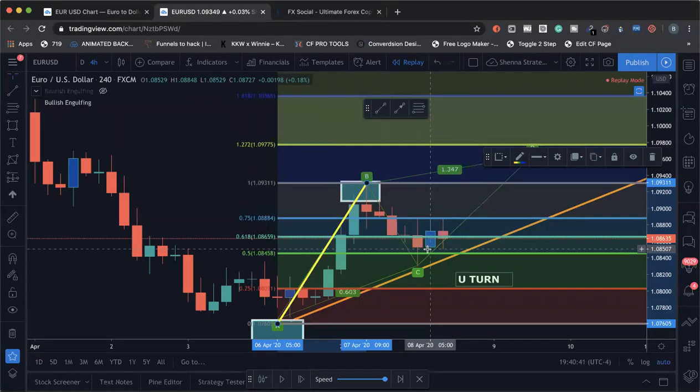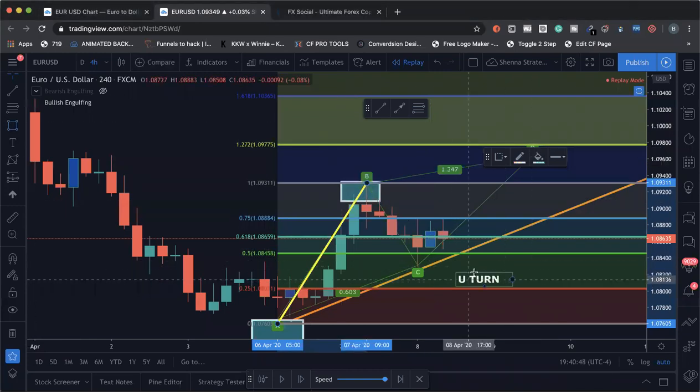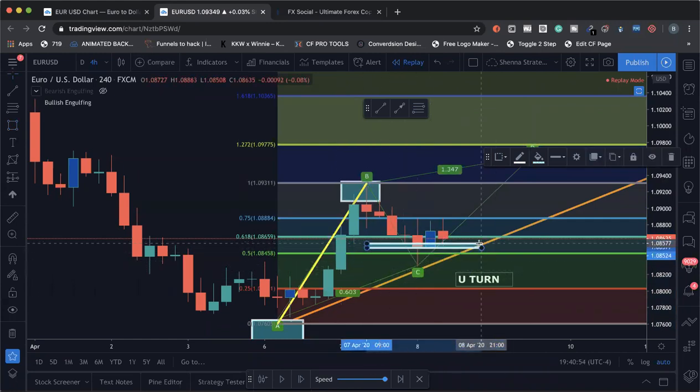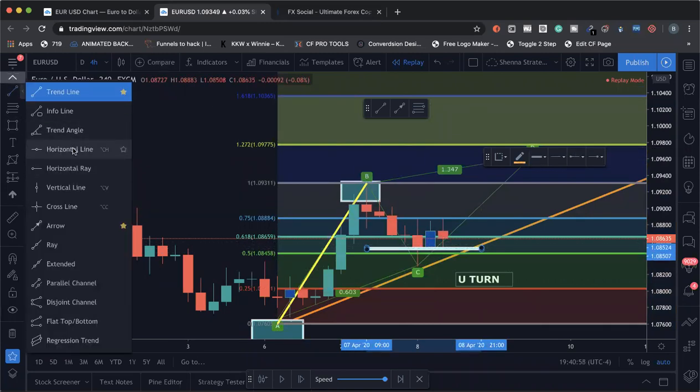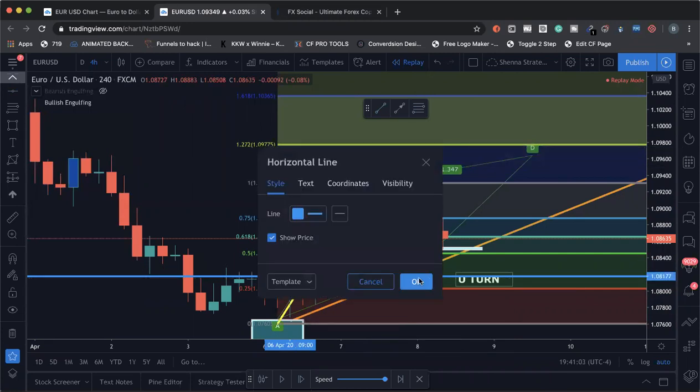Let's see what happens. So we got confirmations. We take our trade right here. This is where we take our trade. We enter our trade. We can put our stop loss about right here somewhere. We'll put it right below this wick of this candle. So I'm going to call that stop loss right there.